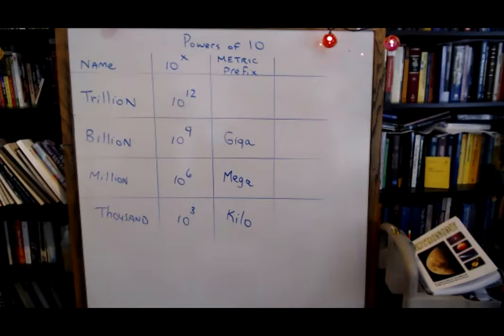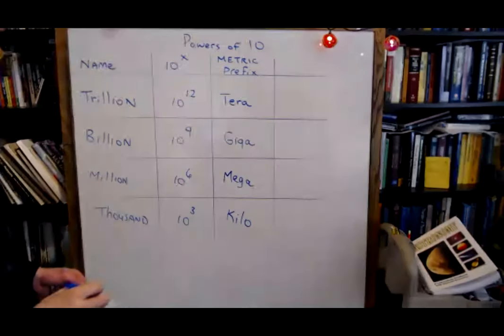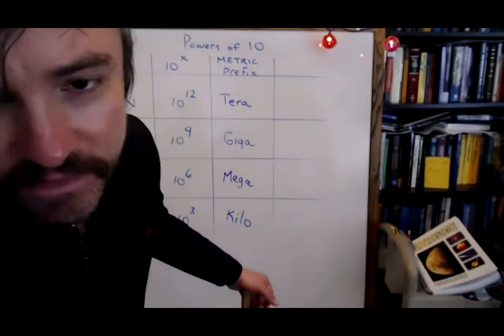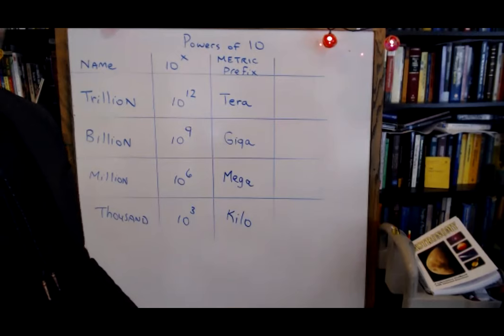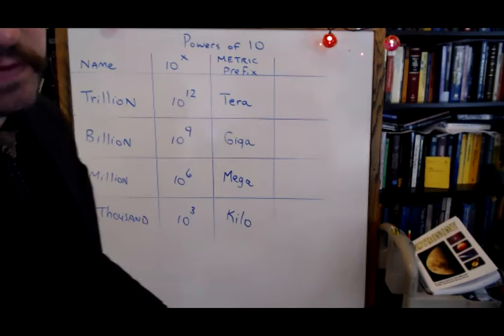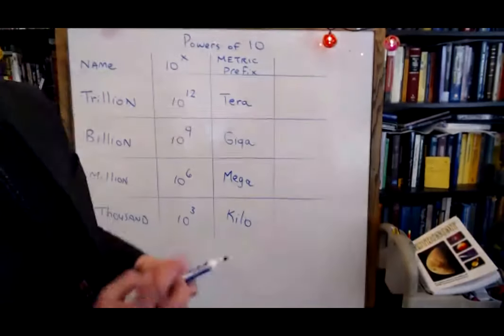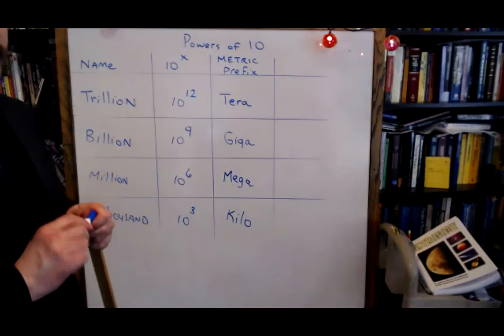Trillion. Tera. A terabyte is a trillion bytes. Does anyone know what 10 to the power of 15 is? The metric prefix. I believe it's a peta. There's names for all of them, all the way up. Anyways, these are the ones that we'll encounter in our class most often. So it's good to have those in our back pockets.